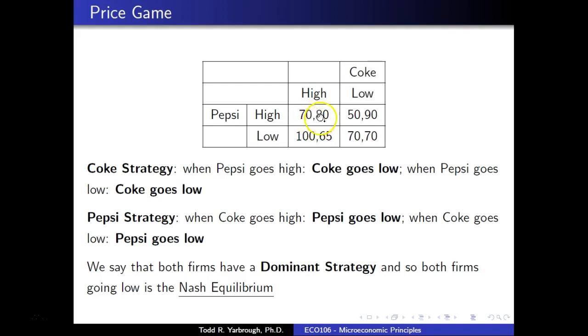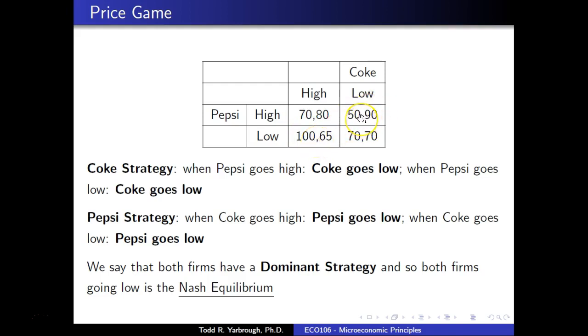So, for example, if we're in this quadrant, if Pepsi thinks that Coke is going to go high, they actually want to move to this quadrant, because going low is better for them, right? So this can't be a Nash equilibrium. Go here, we can see that when Pepsi goes low, does Coke want to choose high? And again, the answer is no. So this can't be a Nash equilibrium either. And the same thing here.